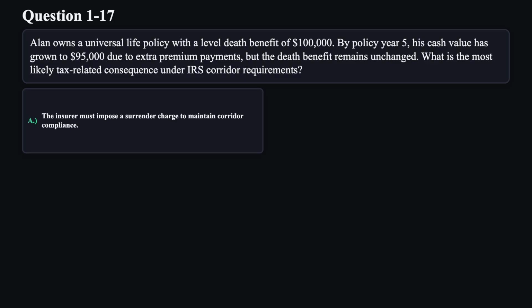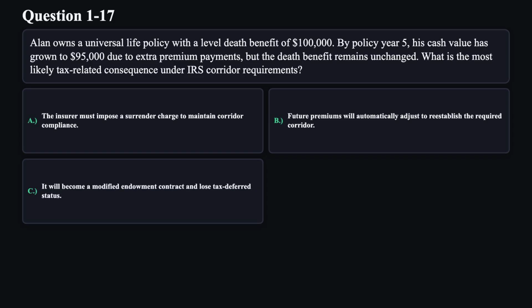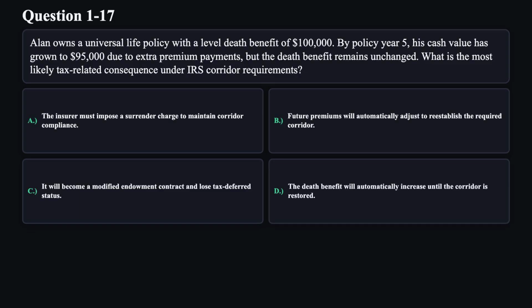A. The insurer must impose a surrender charge to maintain corridor compliance. B. Future premiums will automatically adjust to reestablish the required corridor. C. It will become a modified endowment contract and lose tax-deferred status. D. The death benefit will automatically increase until the corridor is restored.